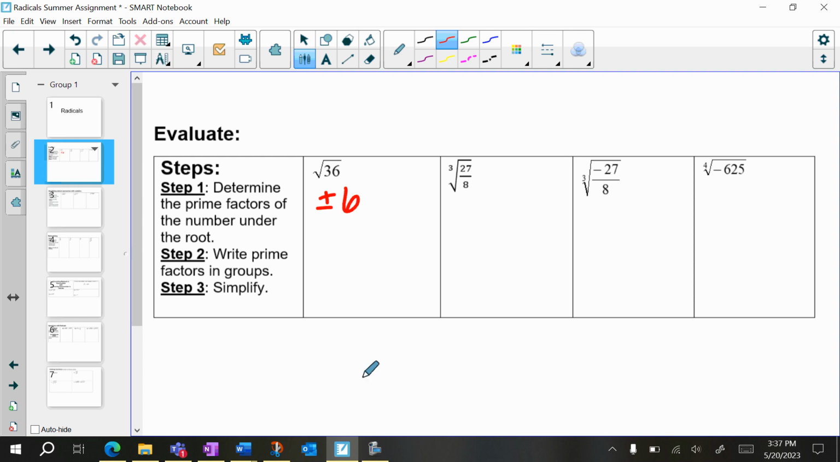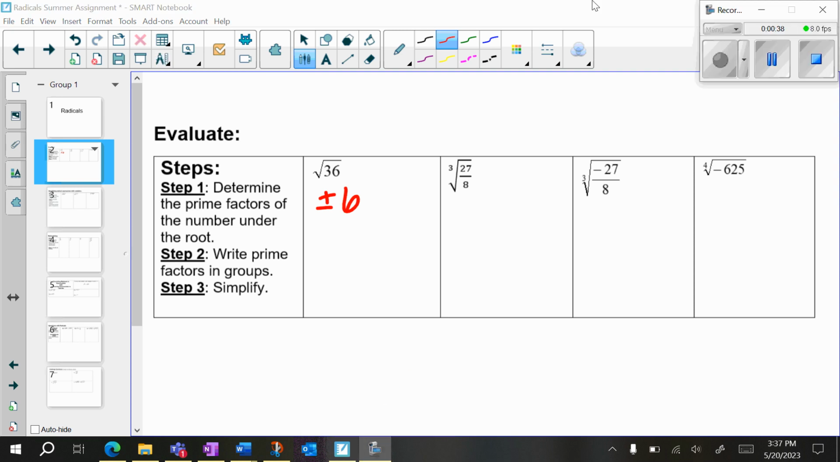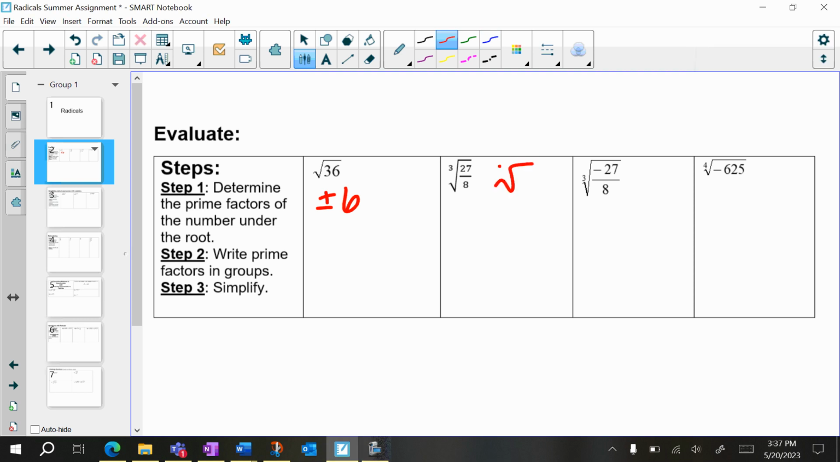When we have the cube root of 27 over 8, I want to break this down and rewrite it. So it's the cube root of 27 over the cube root of 8. What number times itself 3 times gives you 27? That's 3. And what number times itself 3 times gives you 8? That's a 2. 3 halves.